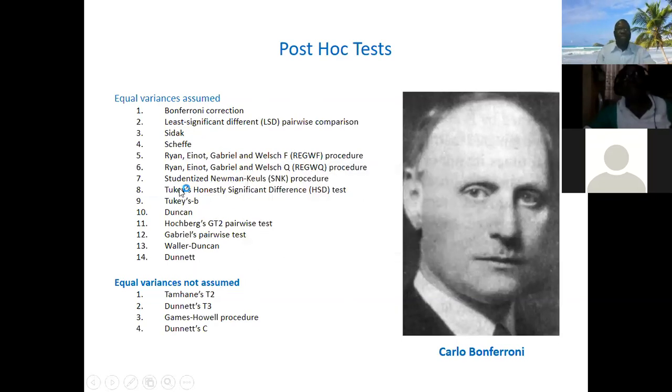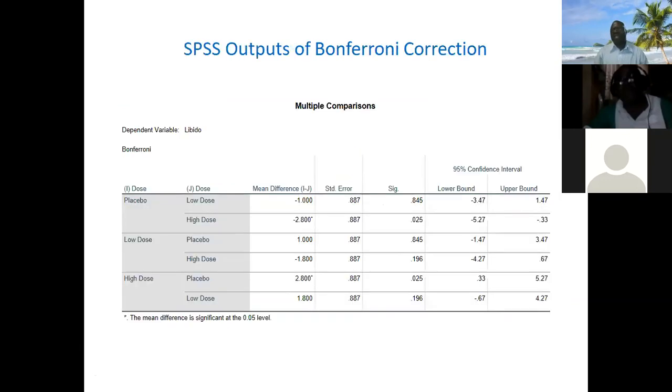For the first 14, you assume that there are equal variances, that the variances are the same. For the other four, if you cannot assume equal variances, you go for any of the other four. So all these are just 18 options, and you use only one at a time for your result. You can run about two or three to see, but most of the time the results are not far apart, apart from Bonferroni, which is a little bit less stringent than the others.